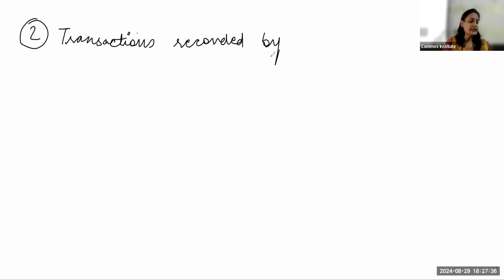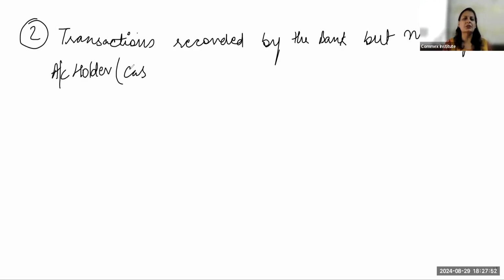Okay, now transactions recorded by the bank but not by the account holder. And who's the account holder? Basically, we are the account holder. That is my cashier. You can say cashier. मतलब अकाउंट होल्डर तो हम हैं, लेकिन हमारे बुक्स कौन मेंटेन कर रहा है, कैशियर मेंटेन कर रहा है. The transactions reported by the bank but not by the account holder or the cashier.